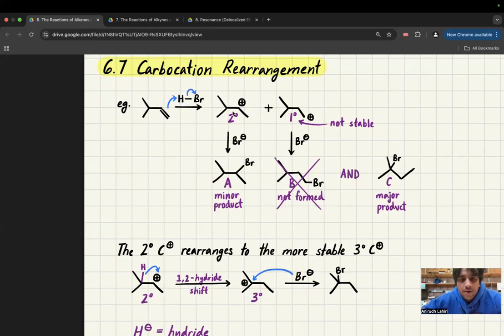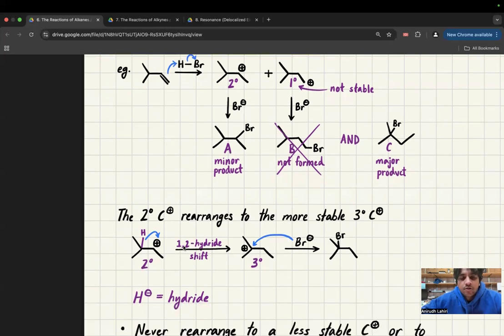So there's two things that could happen. One could be the BR goes here, right? But this is actually a minor product, and this is the major product. This is because of something called a hydride shift, a carbocation shift. So if we have a plus and we have one bond away here or here, a position that's more stable for the carbocation to be on, this plus will shift to that position.